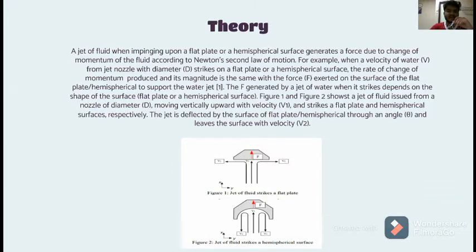The jet is deflected by the surface of the flat or semi-spherical through an angle and leaves the surface with v2. Basically, if it's a flat surface, it will be like this, and obviously if the water strikes this way, it will either go to the left-hand side or the right-hand side. It won't be going downwards because the water is flowing upwards, and if it is bent, then automatically it will go the other way around because it is bent. Technically, it won't have the space to go to the right or to the left.